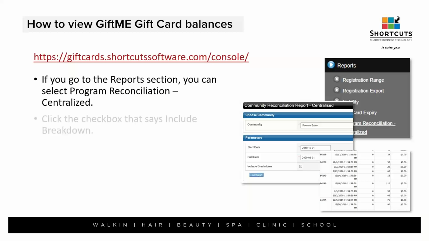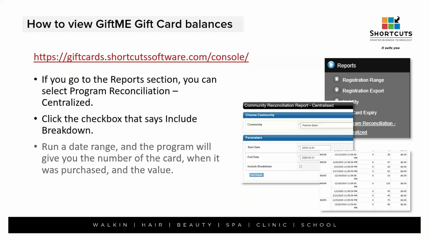And if you decide, okay, I need to see some gift card balances, or I had a customer that told me they purchased a card and perhaps they didn't get a copy of the receipt or they'd like me to resend it, you can actually do that in the console. So if you just want to see what your balances are, you can go to the gift card console and there's a report, Program Reconciliation Centralized. And you can tell Shortcuts to include the breakdown. So if you're a multi-site chain, you can see which stores have which cards and any remaining balances.